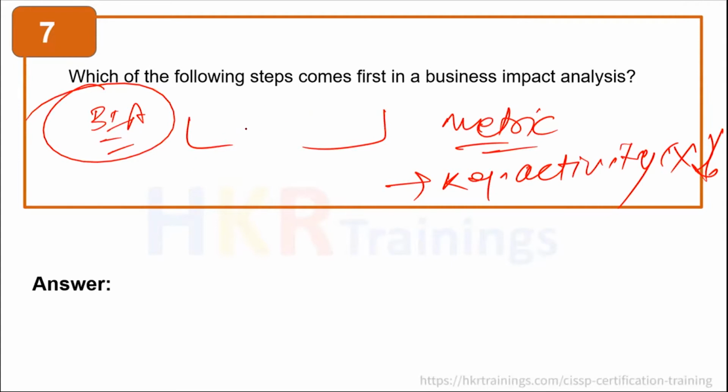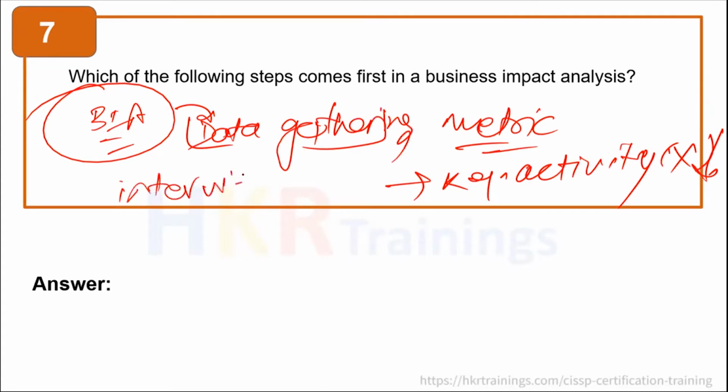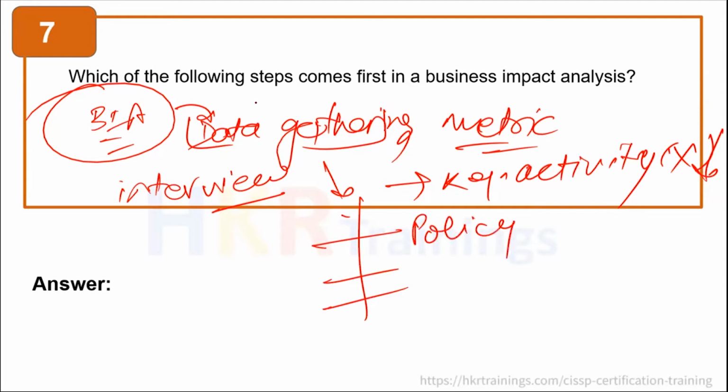So what we do is we first of all define the data gathering technique. What is a data gathering technique? I've told you before, we either interview all the teammates, or we simply review all the papers, all the processes, policies, etc. And we try to formulate a metric, as I've told you in the last question, that we can relate everything to CBS being the key activity and number of transactions being a key metric for assessing the impact on the business. Okay, so the first thing that comes to a BIA process is defining a data gathering technique.